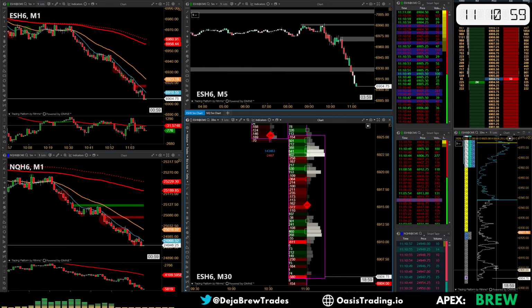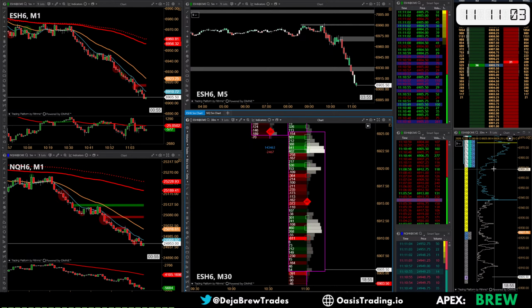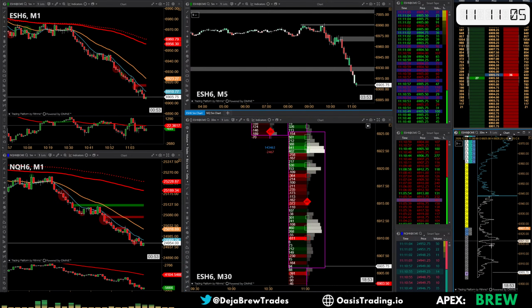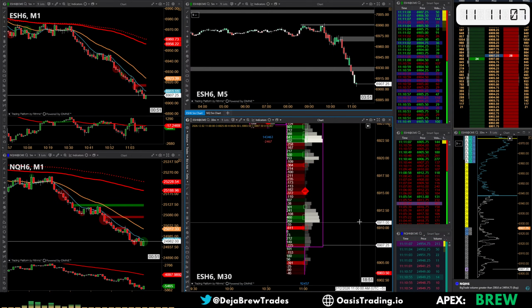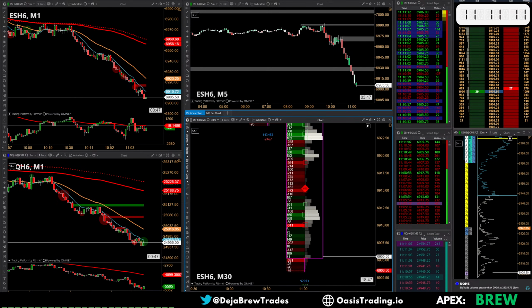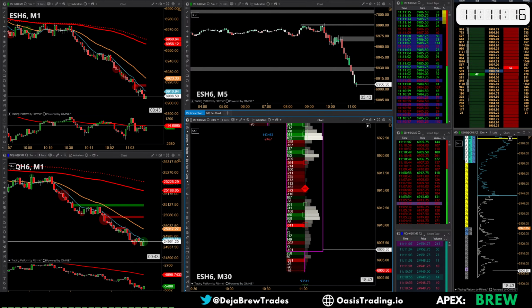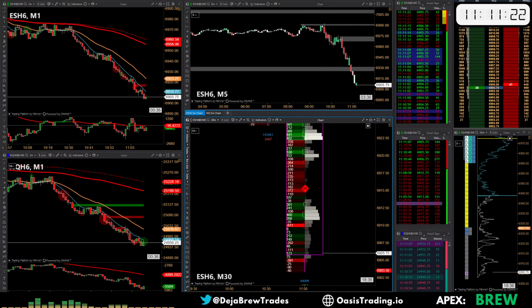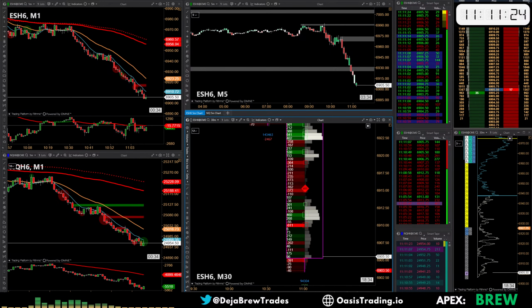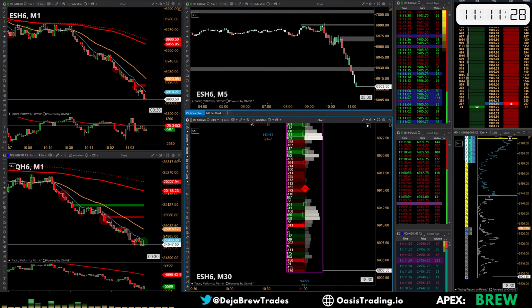They're pushing away from those single prints. They're not pushing off of that node back into them. This is a much stronger trend than yesterday. Yeah, unfortunately, if they don't fill in the single prints today, that's going to give them a very easy target for the CPI for tomorrow.